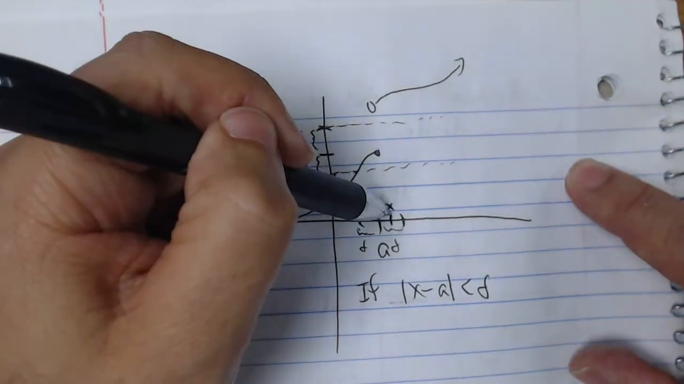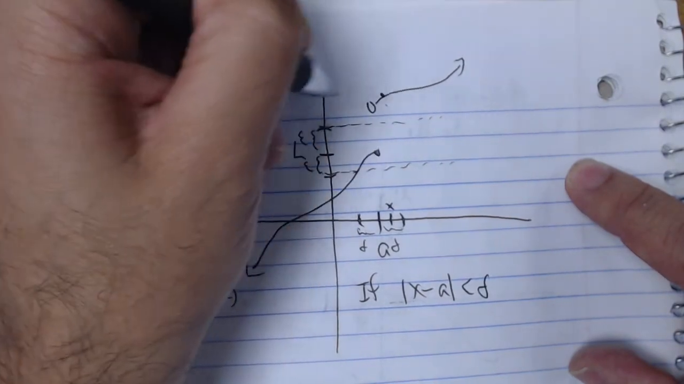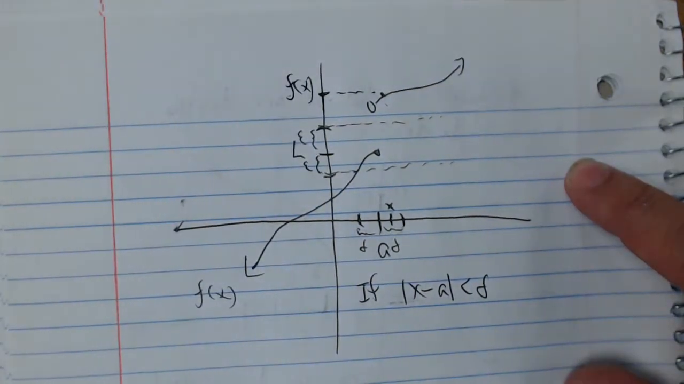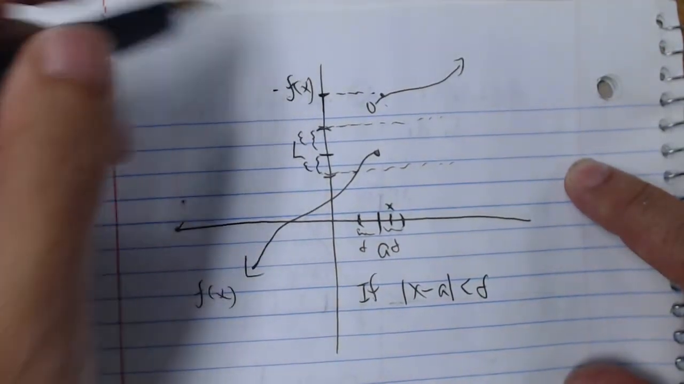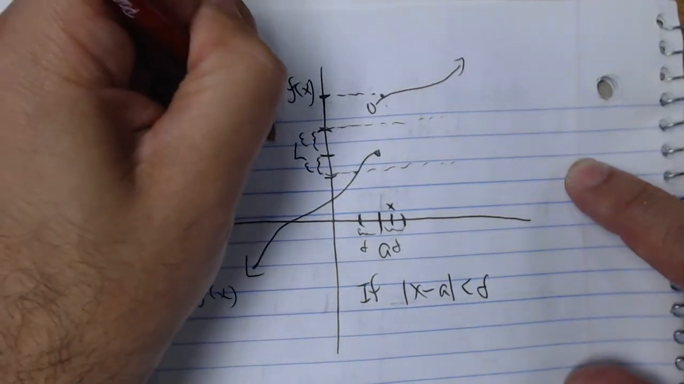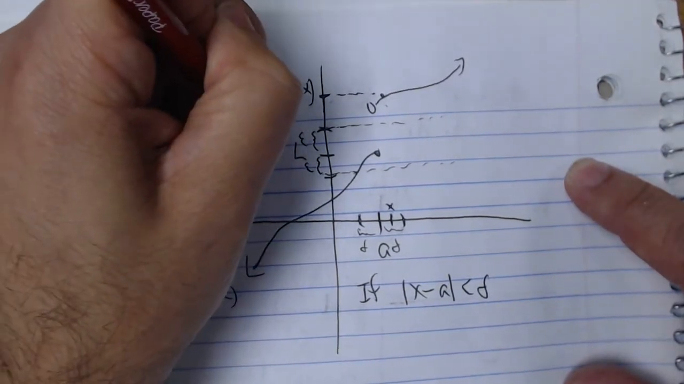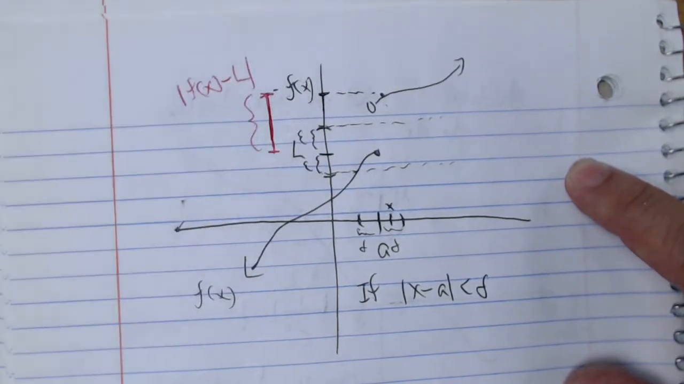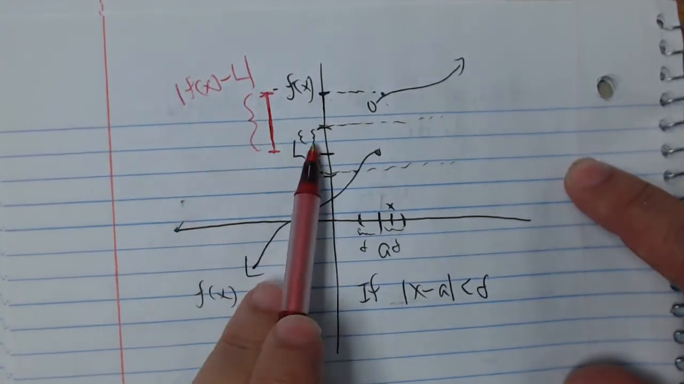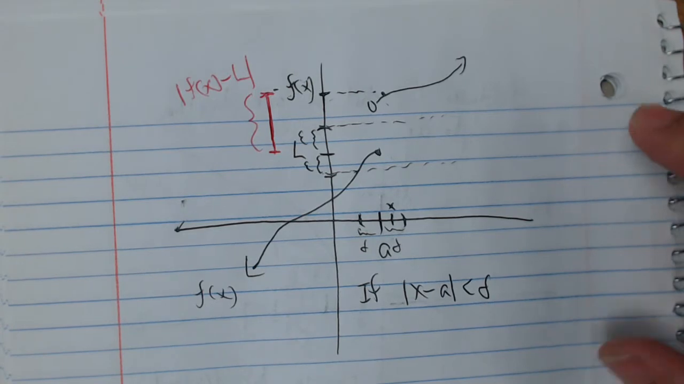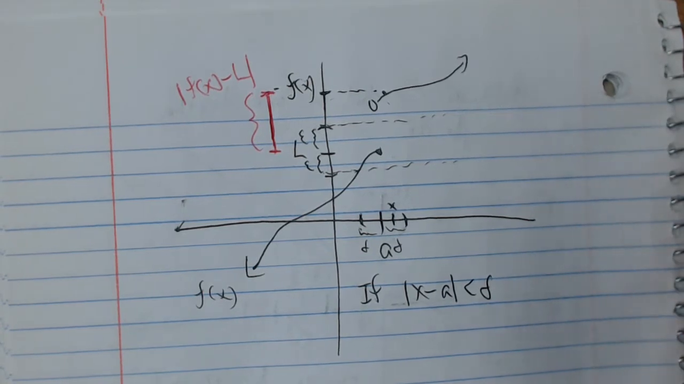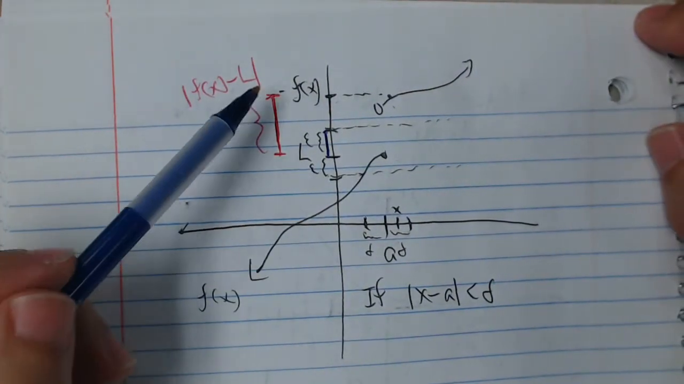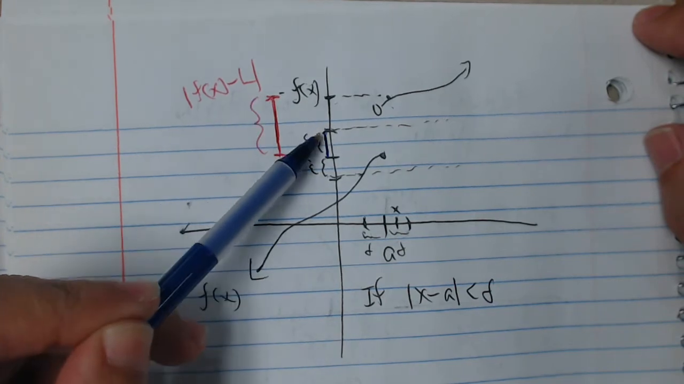But here's the problem. Where's f of x? F of x is somewhere up here. Now, what's the problem? F of x minus L is actually this distance, right? That's f of x minus L. And hopefully you can see what the problem is. This length right here, the purple length, is epsilon. And clearly the red length, which is f of x minus L, is greater than epsilon.